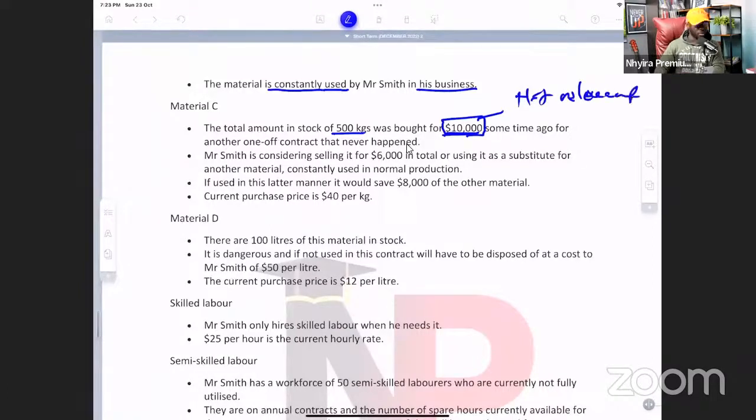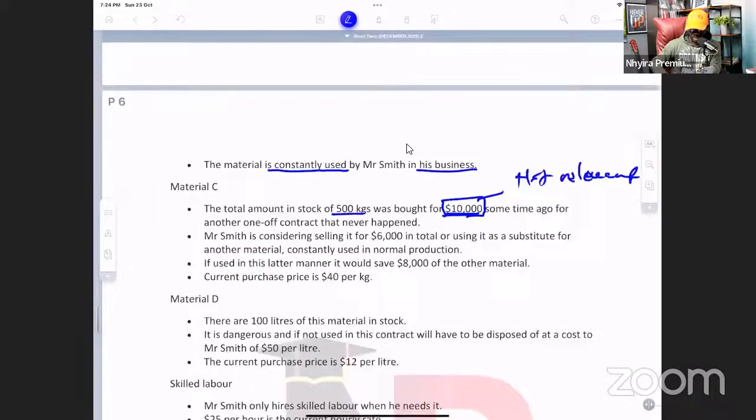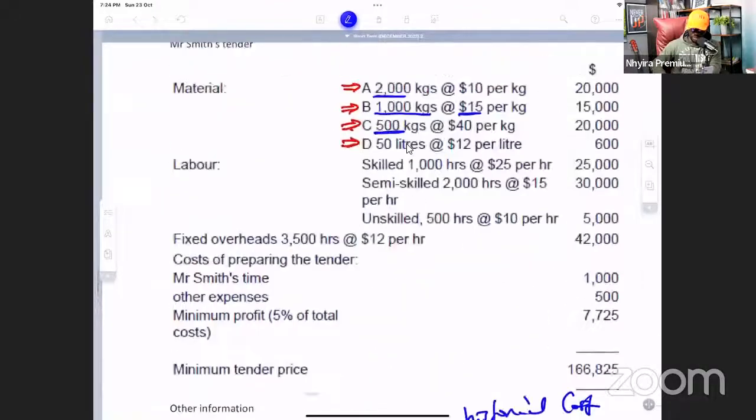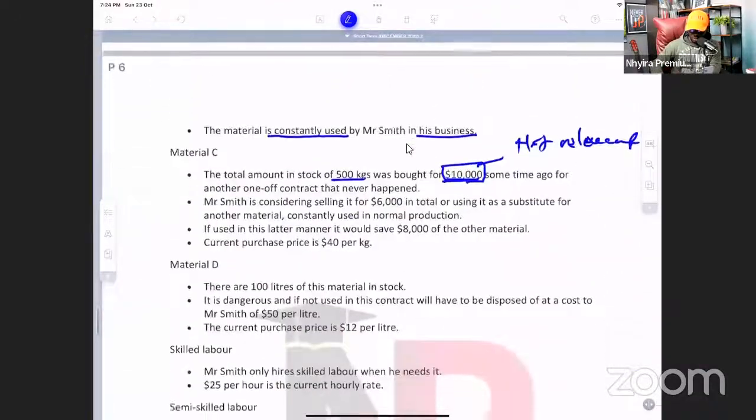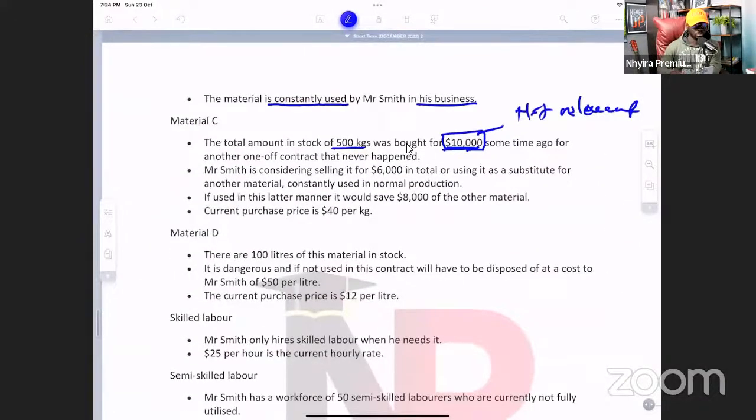Sounds good? Because immediately you read a question, you have to know which figure you are to consider, and which figure is not relevant for the analysis that you are making. I hope you are getting the idea. So that 10,000, we don't care. But remember, material C, we need 500. It means all the 500 is in stock. But let's see.